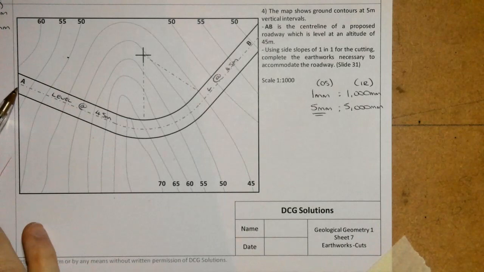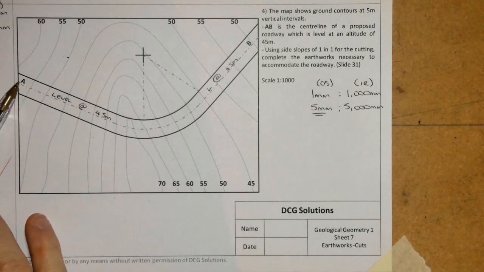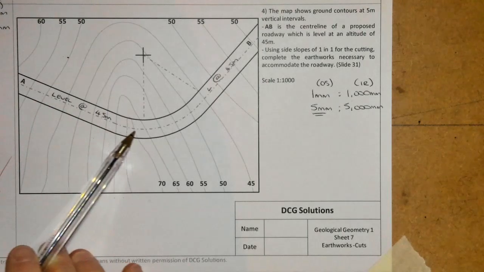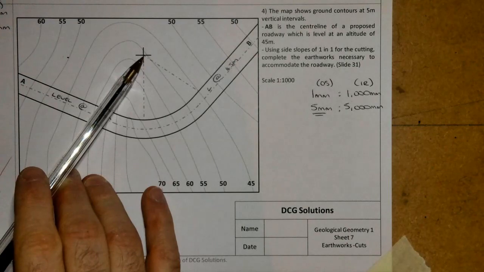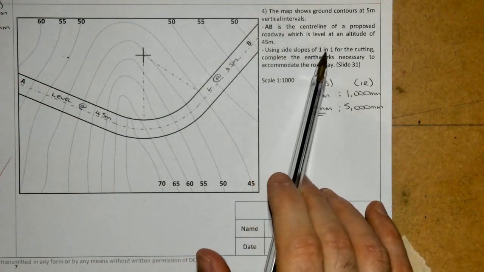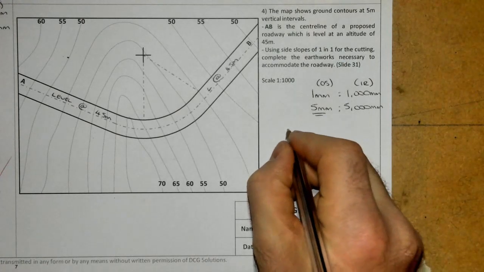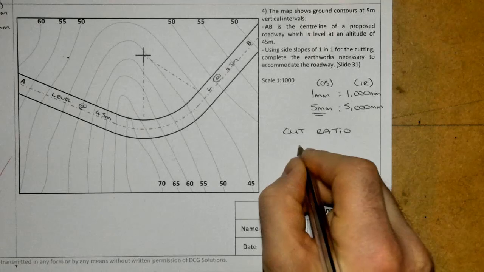And as we can see, the roadway in this case, guys, rather than a sharp turn that we had in previous questions, basically goes down like this and it curves. And you can see obviously we've got the rotational point of that curve there. It says here, using side slopes of 1:1 for cuts, so our cut ratio is a bit easier this time in comparison to the other question. Our cut ratio is 1:1.